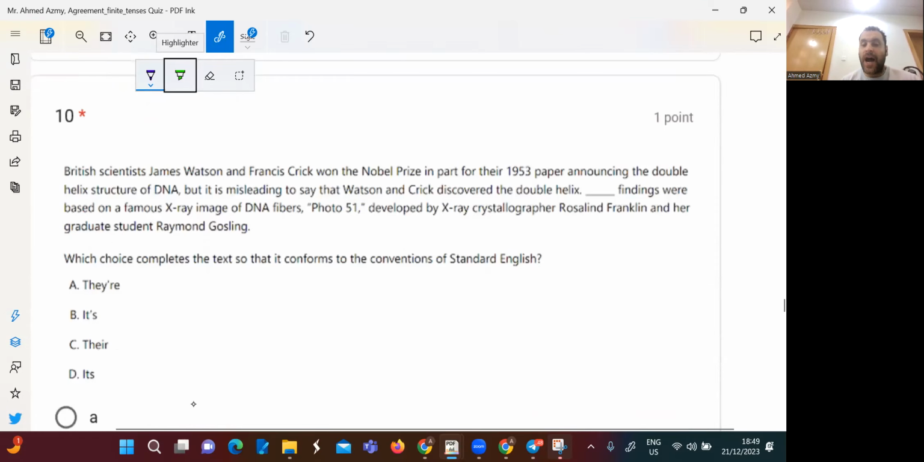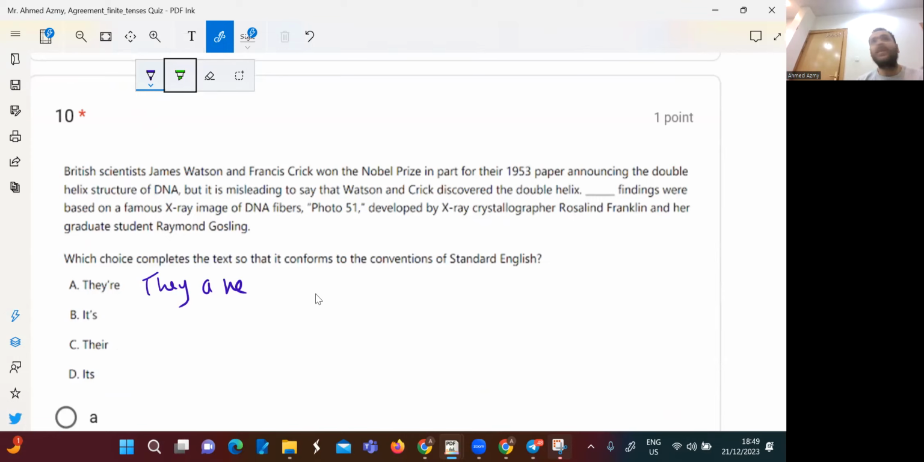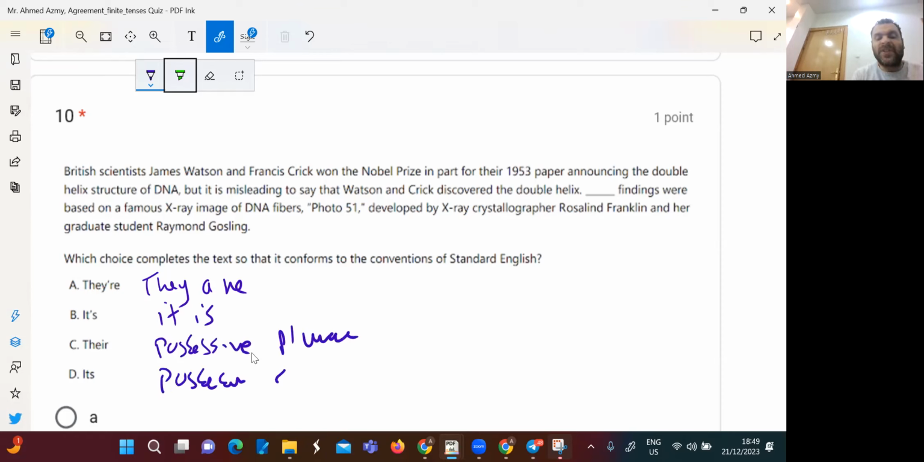Last question, pronouns. Last question, pronouns. Okay, we have this one is they are. Do we have possessive? Does it express possessive here? No. And here it is, there. Possessive plural and possessive singular. We need to get the antecedent. We need to get the antecedent.